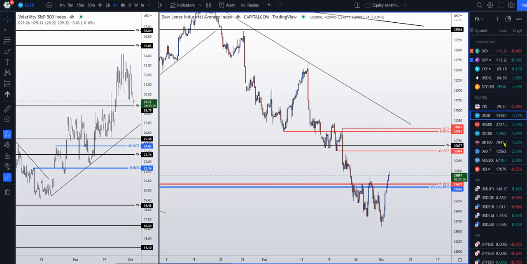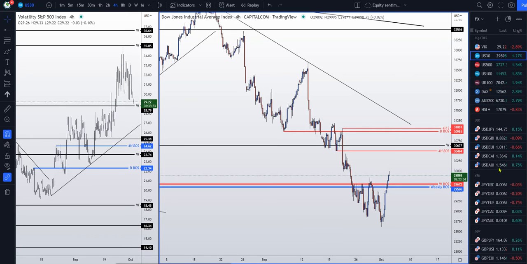So overall optimistic sentiment. You can see here the US dollar versus its pairs, relatively flat and weaker on the GBP and euro by a long shot. The yen is also relatively flat. Only the euro and the pound again is pretty strong.